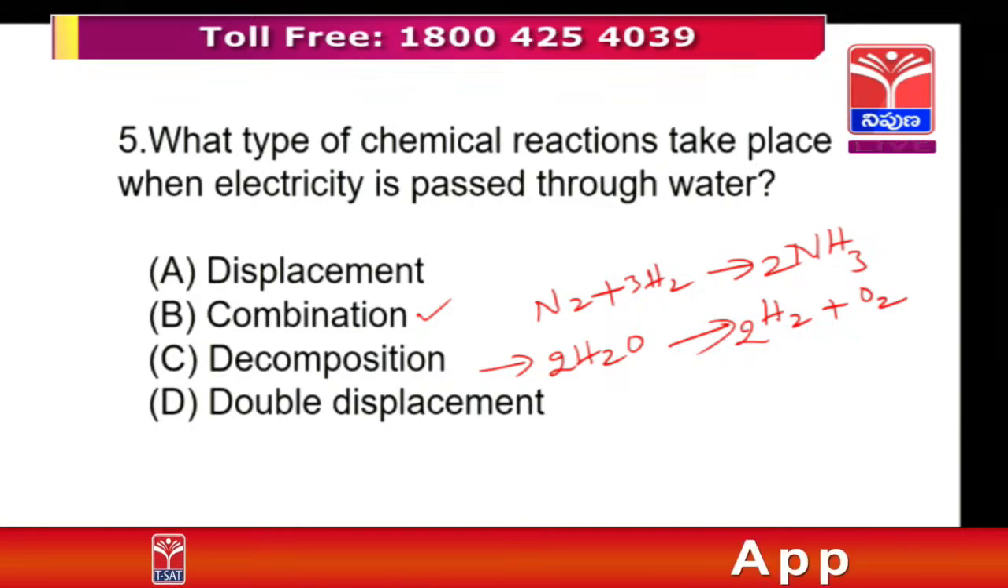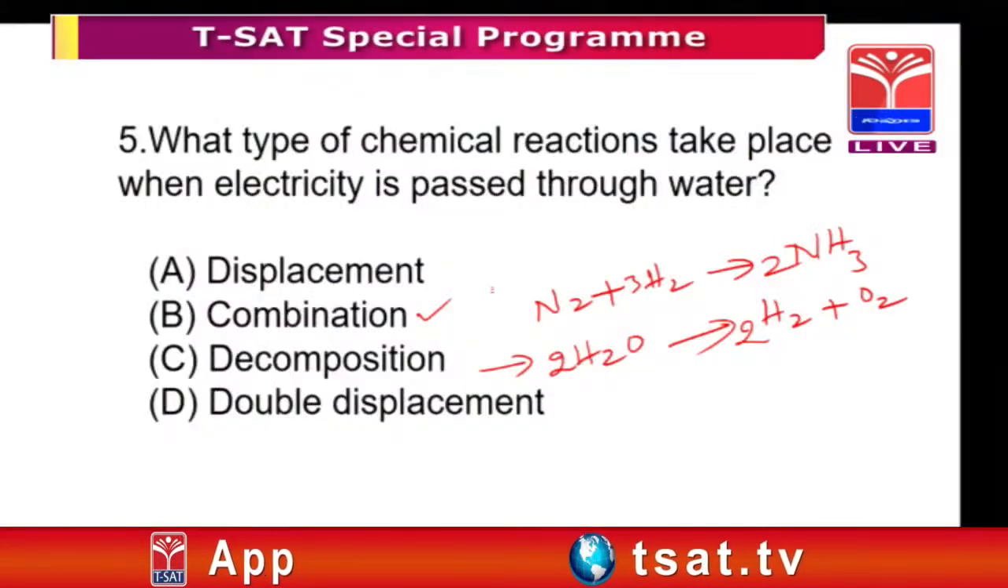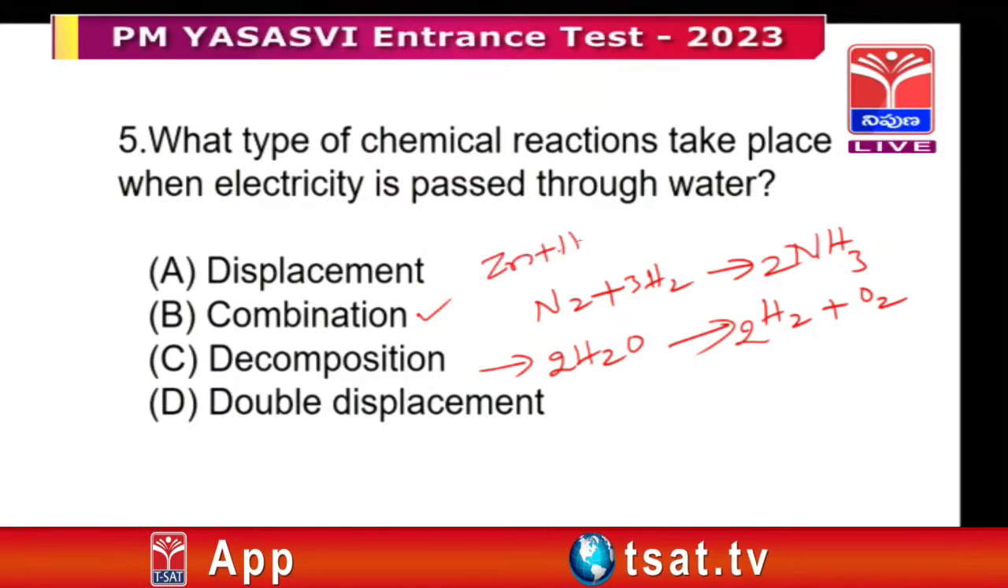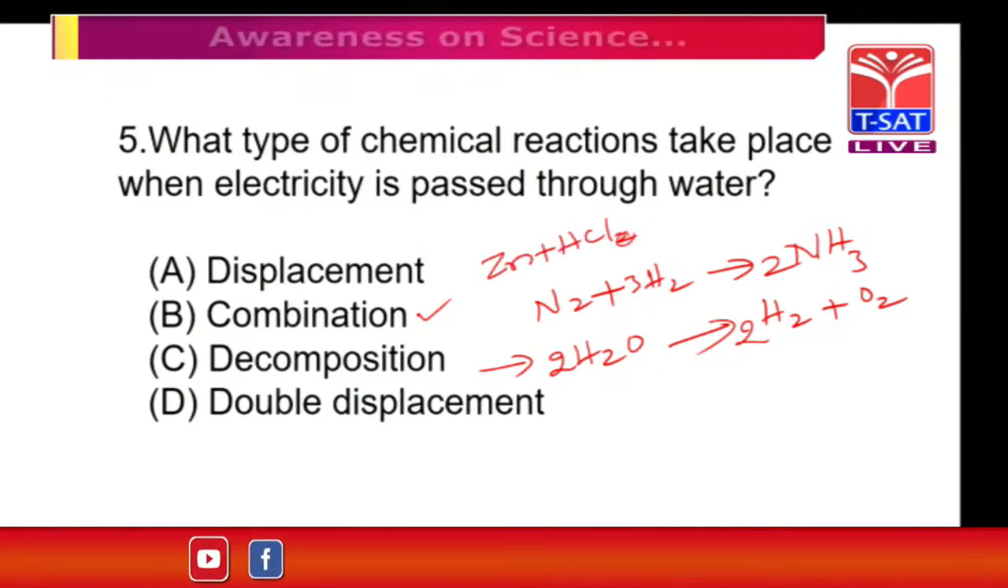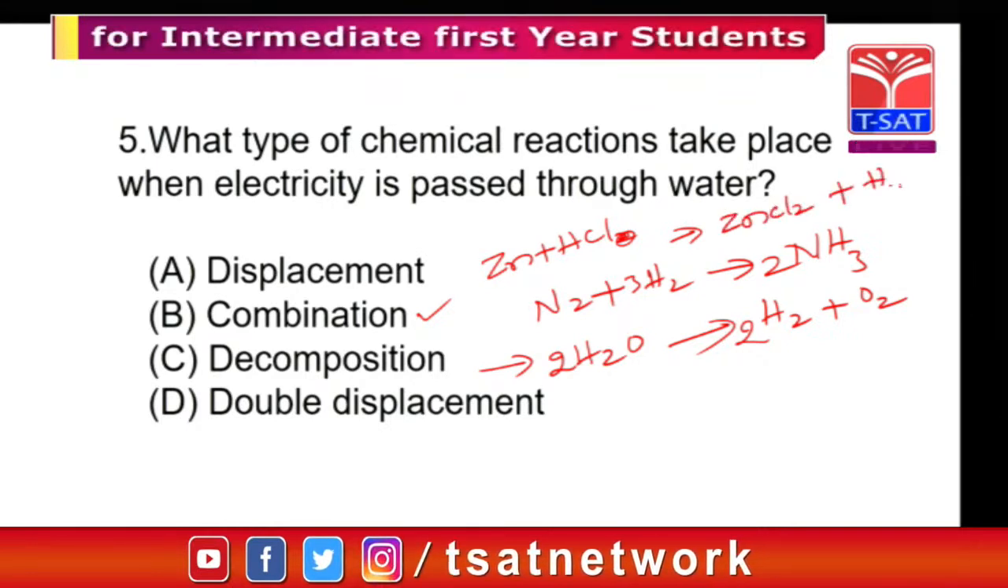So, for displacement we can take zinc plus HCl. Zn plus 2HCl gives rise to ZnCl2 plus H2.